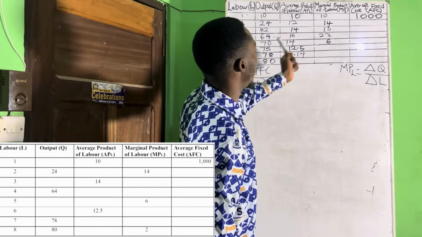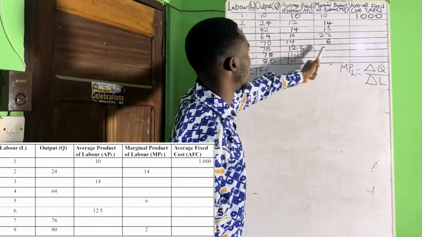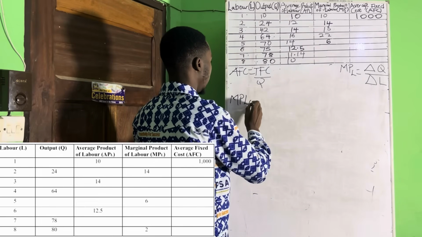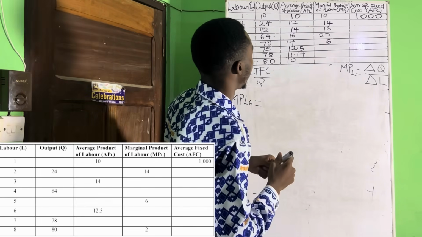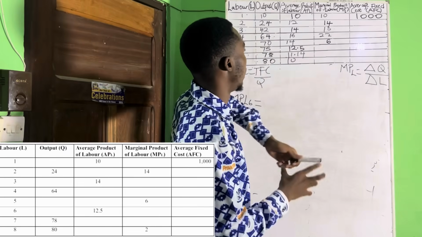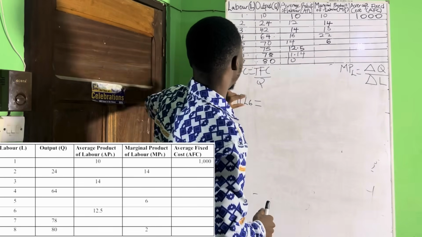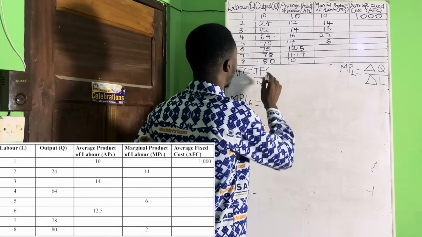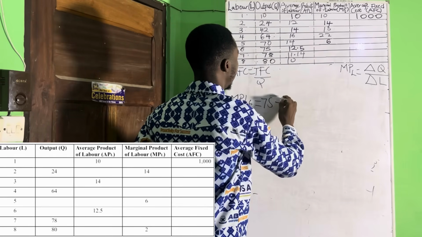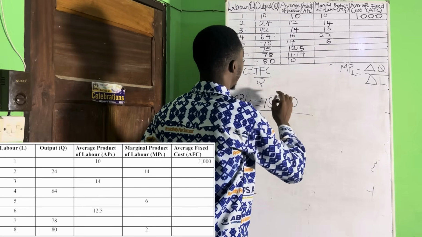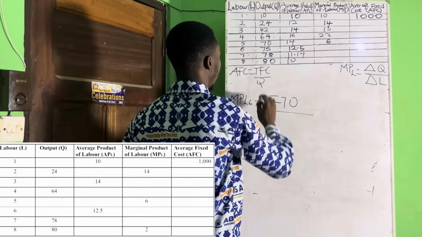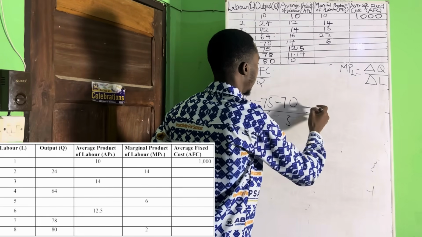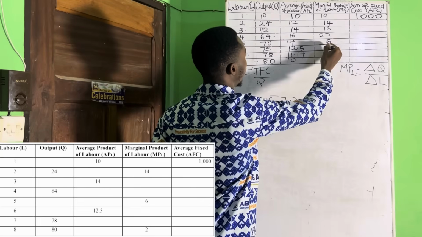So we have marginal product of labor for labor 6. So that is MPL 6. That should be equal to the change in quantity over the change in labor. So the quantity or the output for year 6, which is here 75, then minus 70, then over 6 minus 5. And that should be giving us 75 minus 70 is 5, right? So here will be 5.